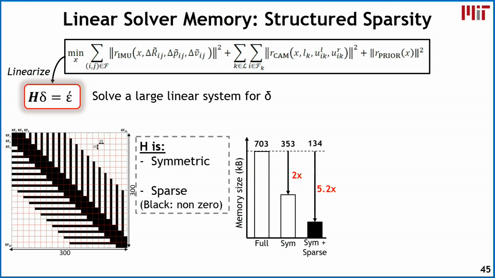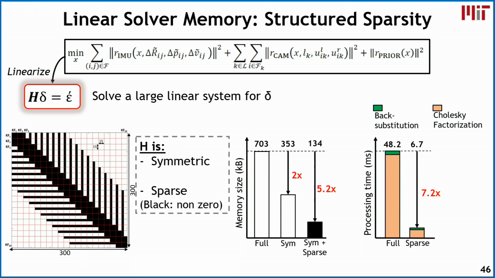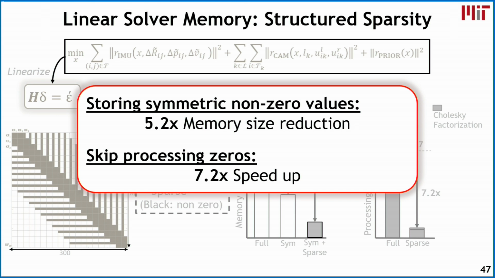In addition, while we're actually processing this data, we can also exploit this for higher speeds. So we can get about a 7.2x speed up by only processing the non-zero values. So in summary, we're getting about a 5.2x memory size reduction by exploiting sparsity, and then we're getting a 7.2x speed up by skipping the processing of zeros.